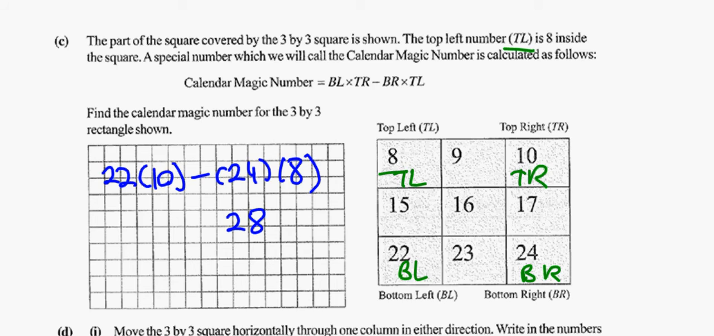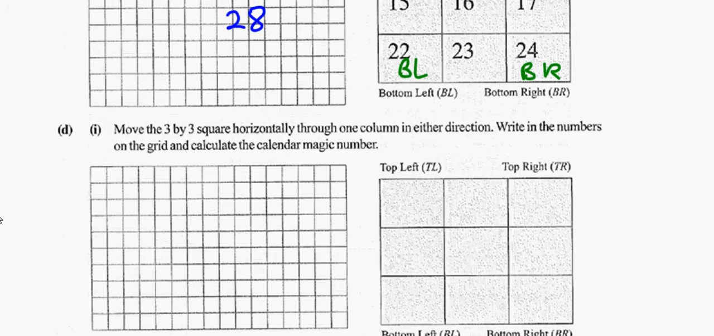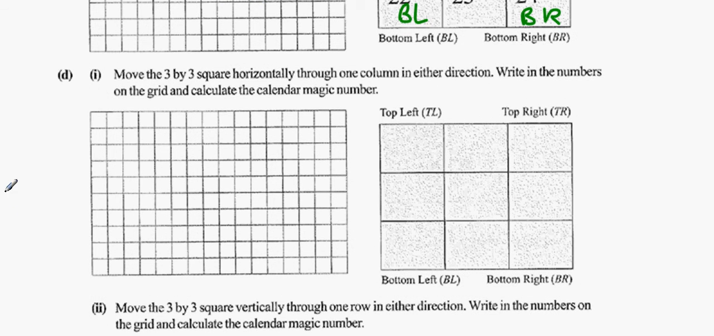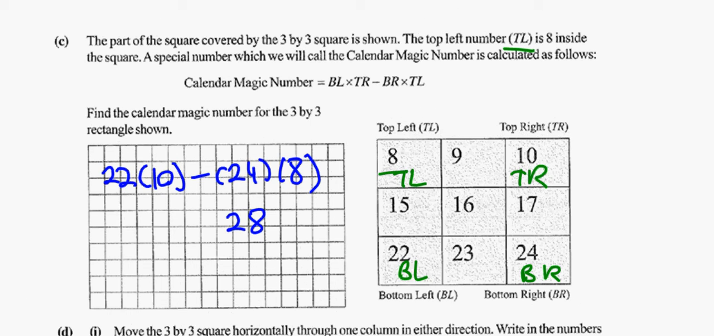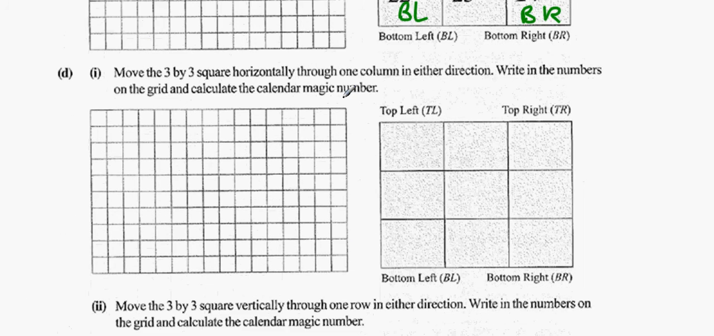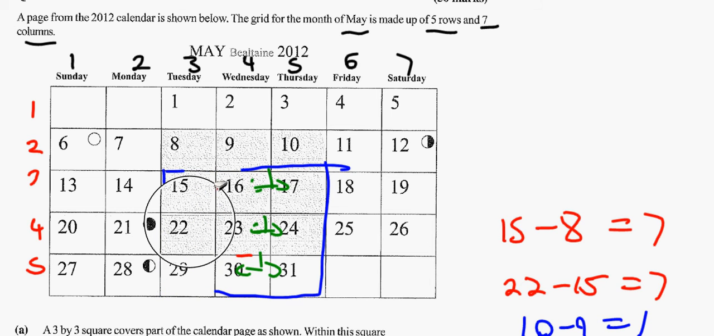Okay. Move the 3 by 3 square horizontally through one column in either direction, write the numbers on the grid, and calculate the magic number. Move the 3 by 3 square horizontally through one column in either direction. Write down the numbers on the grid. So horizontally means move it left or right. So we're going to move it this way here. So we'll go rub this out.